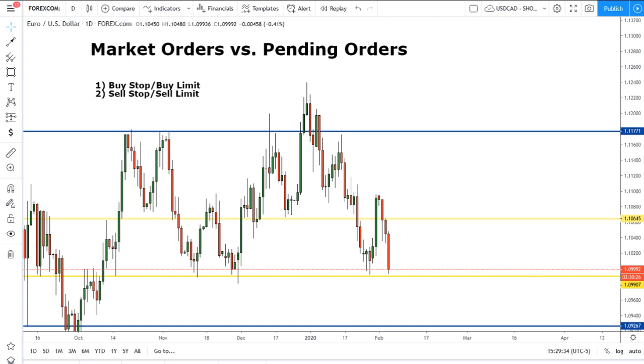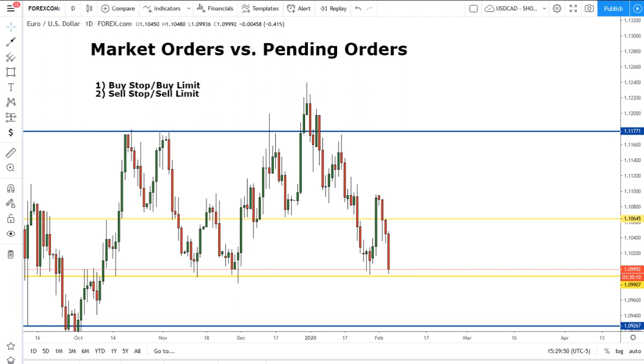Today we're going to be talking about the difference between market orders and pending orders. Now, market orders are the most common way to enter a trade in Forex. It's a direct buy or sell at the current market price, and it's the most common way beginner and even advanced traders enter their trades.